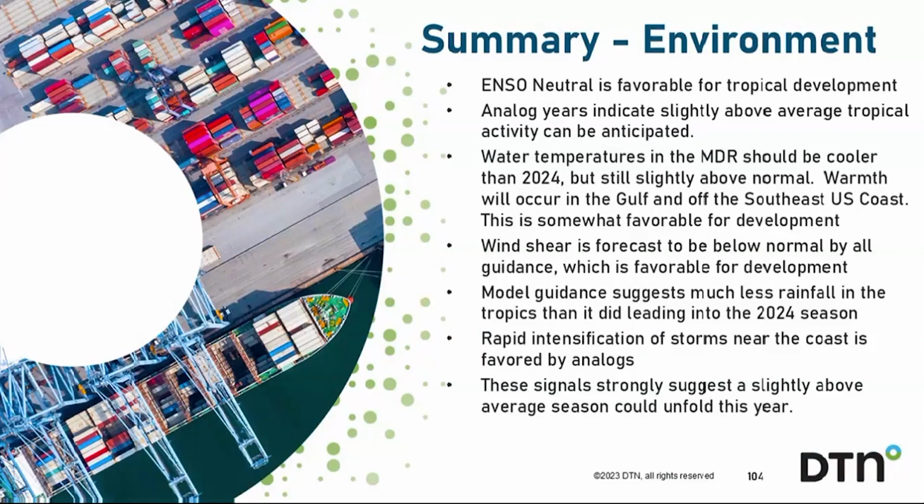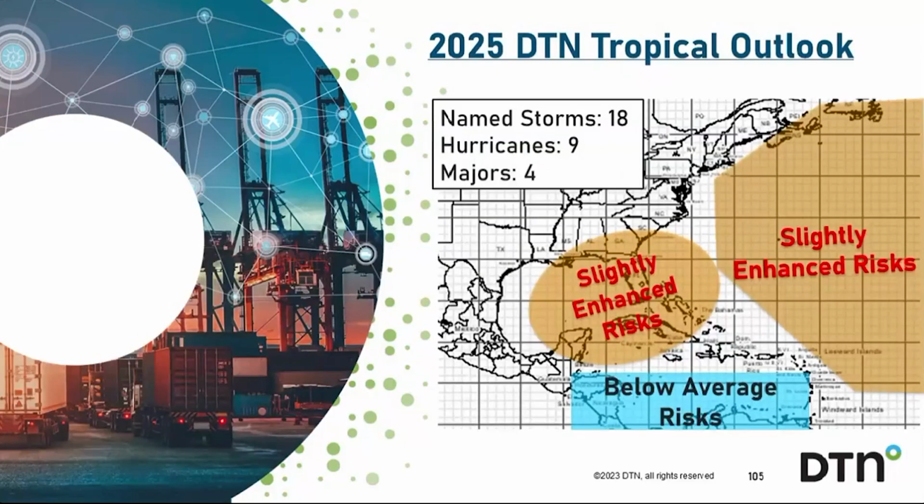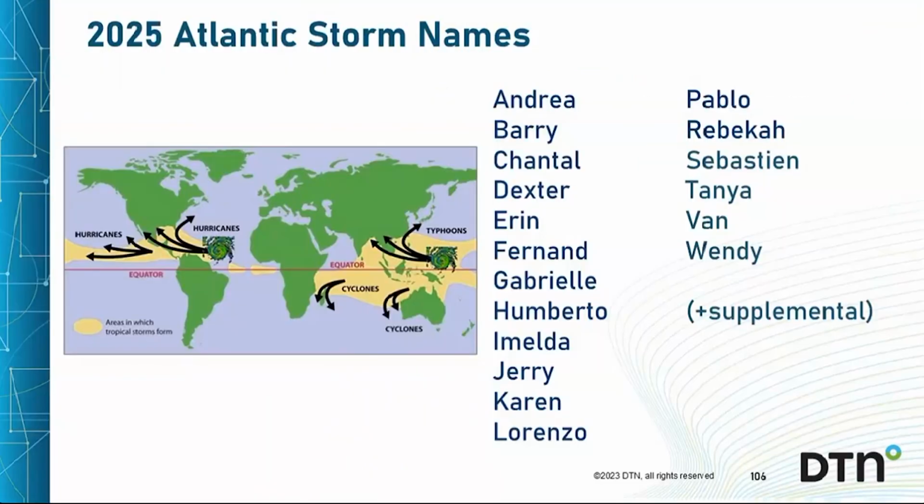So all in all, signals are suggesting a slightly above average tropical season for the summer of 2025, summer and autumn of 2025, I should say. And wrapping all that up, here's the DTN tropical outlook. And for our purposes, we should note the slightly enhanced chance of systems recurving across the Atlantic. Totals are similar to the analogs with 18 named storms, 9 hurricanes, and a risk of 4 major hurricanes. And that's our DTN tropical outlook.